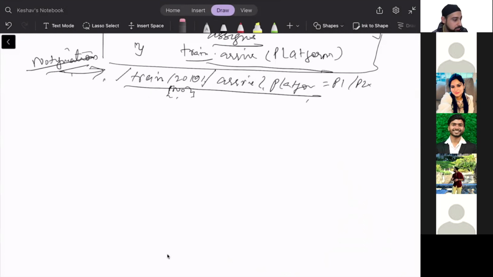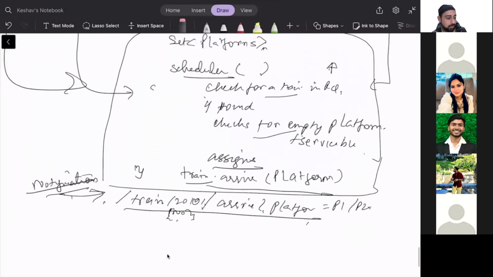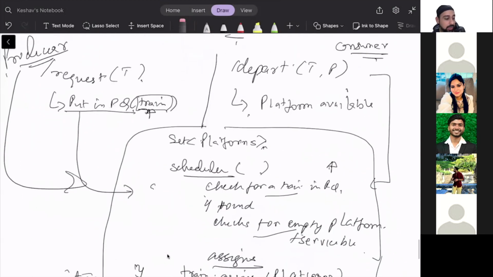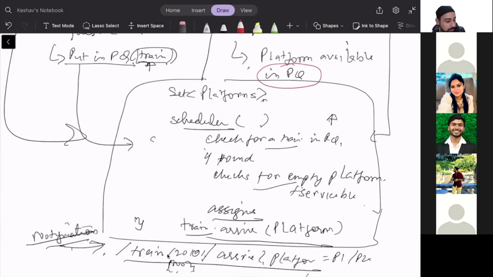Regarding this current solution, we are not considering assigning priority to the platforms, because we are just storing them into a set. If we want to give them a priority, can we use a priority queue for the platforms? Exactly. If you want to extend your solution, put the platform available in the PQ. This is a new thing that you added, but your solution is extensible. Check for an empty platform in the PQ. That's it. We are solving the priority of platforms as well.